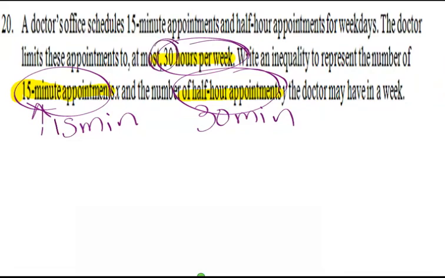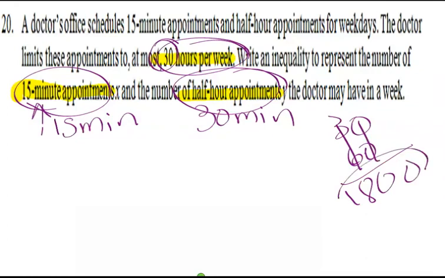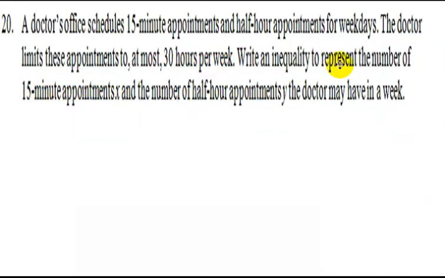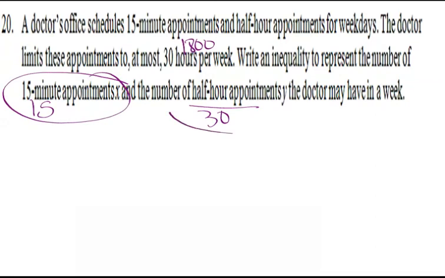Well, 30 hours times 60 minutes per hour. Well, 6 times 3 is 18 with the 2 zeros, so it's 1,800 minutes. So the first thing to do is put everything in minutes. So this is going to be 1,800 minutes, 15 minutes, and the half-hour appointments is 30 minutes. Now, we can say, let the 15 represent x, the half-hour is y, and our total hours per week is 30 hours, which is 1,800 minutes.